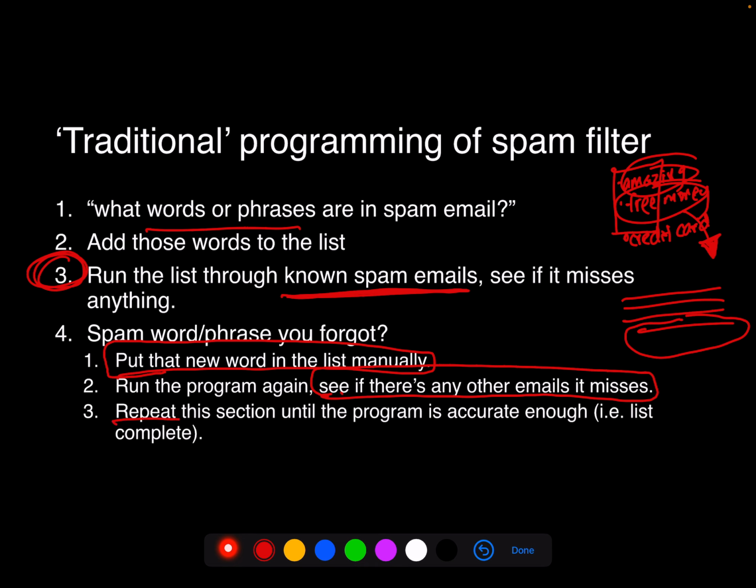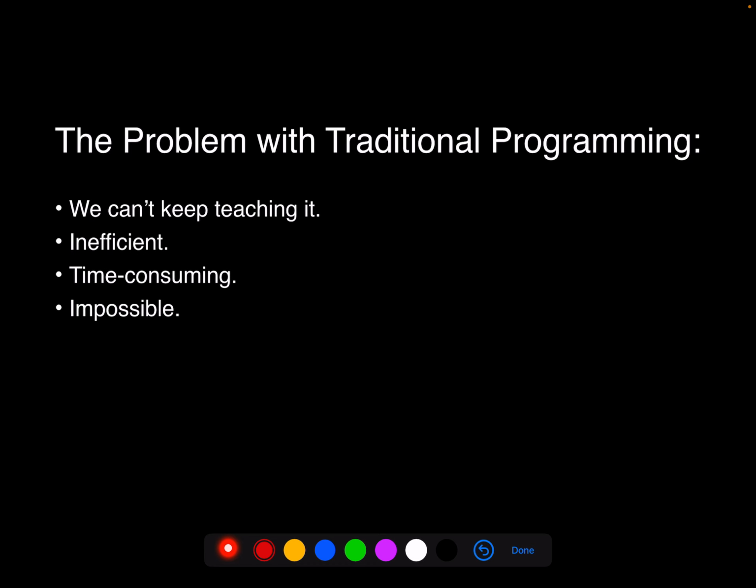And you would repeat this section until the program is accurate enough. So in other words, that the list is complete and that your spam filter is catching enough emails to make it useful. But obviously there's a couple of problems with this. First of all, for obvious reasons, we can't keep teaching it. We just cannot keep opening up the program and adding new words to it.